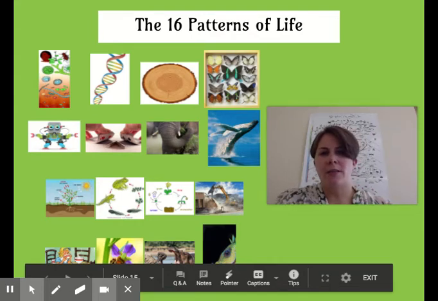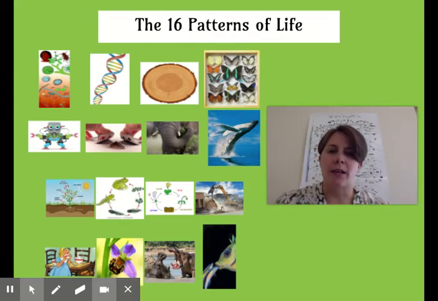When we look at life as a whole, we start to see particular patterns for how life structures and organizes itself. The 16 patterns of life illuminates the main rules for how life operates.